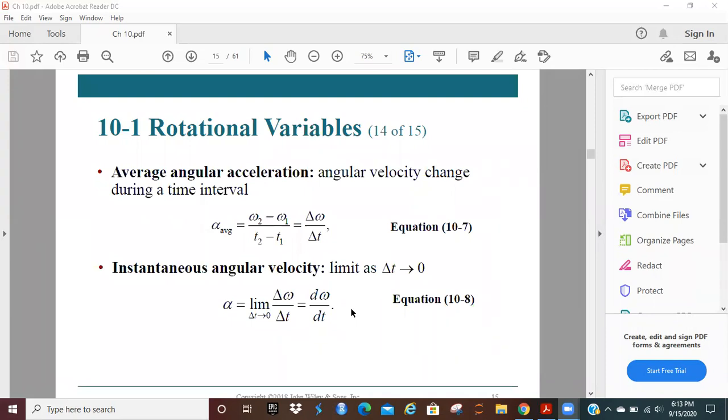So the average angular acceleration is basically going to be the change in your angular velocity with respect to time. Shouldn't surprise you there. And then the instantaneous angular velocity, which actually I believe should be instantaneous angular acceleration. I think there's a mistake in the slide there. The limit as the change in t goes to 0. So alpha ends up being the limit as the change in t goes to 0. So that's d omega dt.